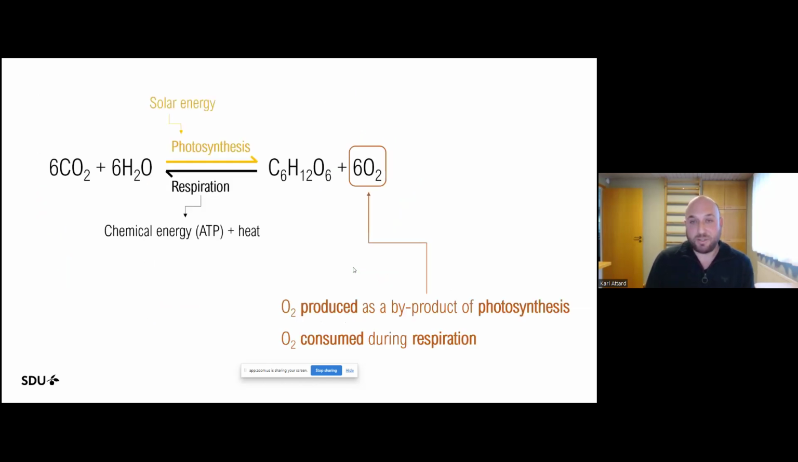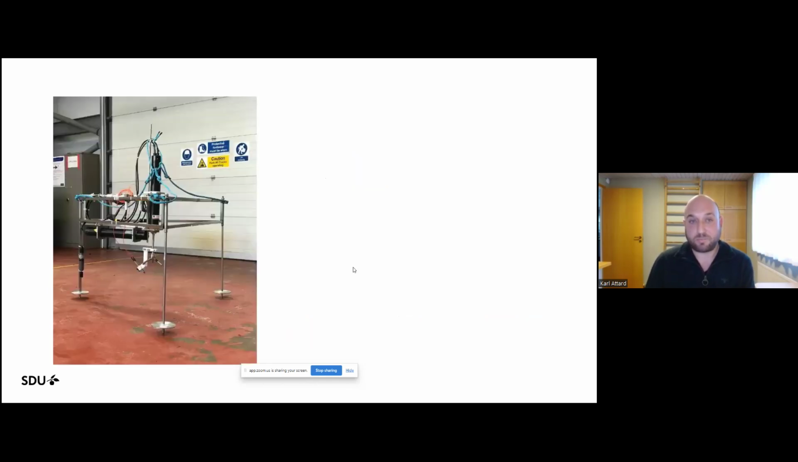There's another way to do this, which is by looking at fluxes, so measuring biogeochemical fluxes, in this case oxygen. This is a very simplified equation of photosynthesis, but it shows that oxygen is both produced as a byproduct of photosynthesis, and it's also consumed directly or indirectly during respiration. So it's one of the most widely used tracers of both primary production and respiration in benthic ecosystems.